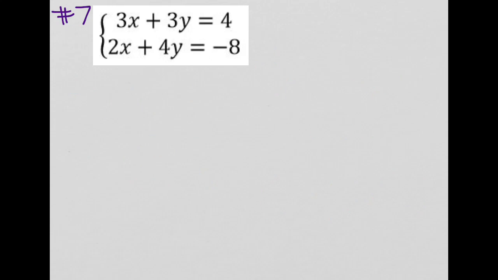Let's do another one. This time my coefficients are not multiples of each other. So if I want to get a common number in front of either the x's or the y's, I'm going to have to multiply each equation by something. So the first thing to do is just decide, do I want to eliminate the x's first or the y's? I'm just going to choose to do the x's. You could do the y's, and you will get the same answer. Okay, so if I choose to eliminate the x's, I need to multiply.